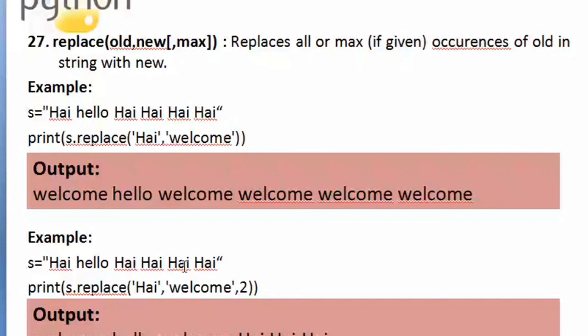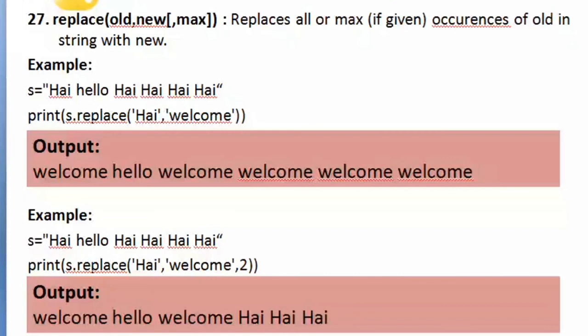Now coming to the second example, wherein I have given this optional argument. The optional argument, I have given it to 2. What does this 2 mean? It means max, the maximum number of occurrences of old in the string to be replaced with the new. So I want to replace hi with welcome for only 2 occurrences of hi, wherein it will process the string from the 0th index, so from left to right.